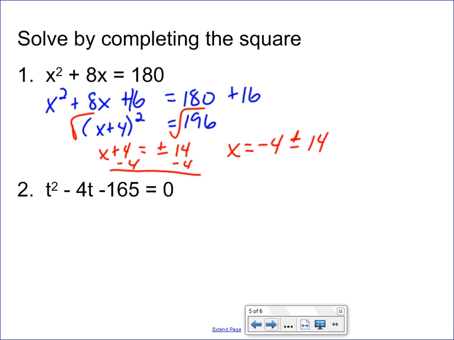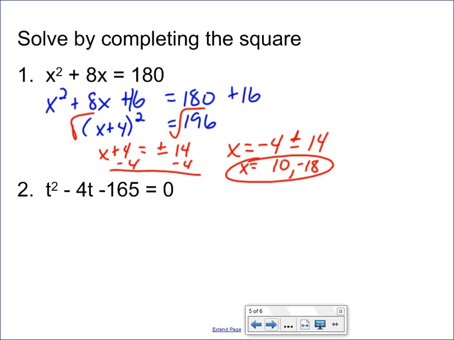So what is that? It's negative 4 plus 14, which is 10. It's negative 4 minus 14, which is negative 18. So x would be equal to 10 or negative 18. Okay, so let's try this next one.